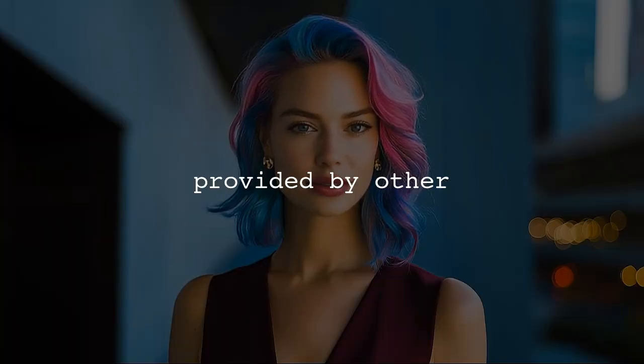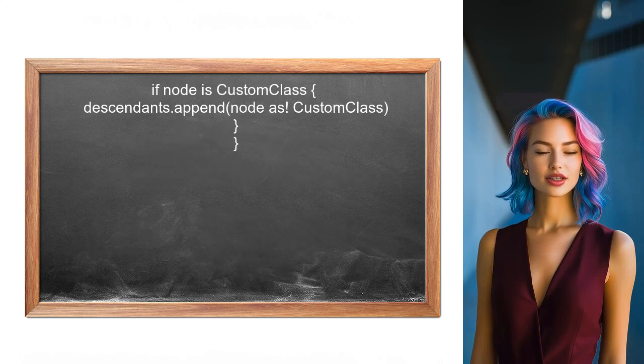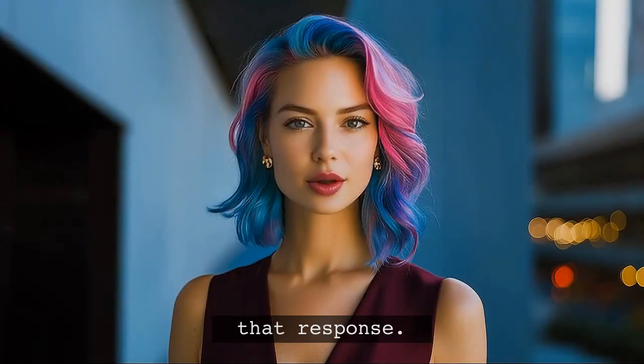Now, let's look at the answers provided by other users. An alternative approach shared by a user involves using the SKNode function that finds nodes by name. They suggest passing a wildcard search term, which is an asterisk, to avoid naming nodes. This allows you to find all descendants of a specific class without assigning names. That's all for that response.